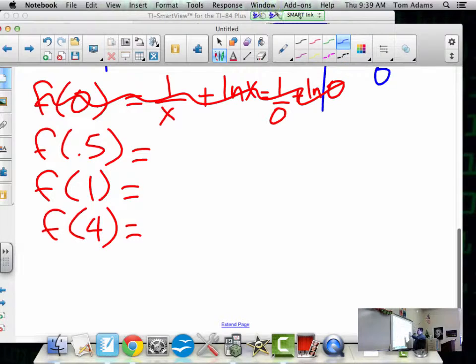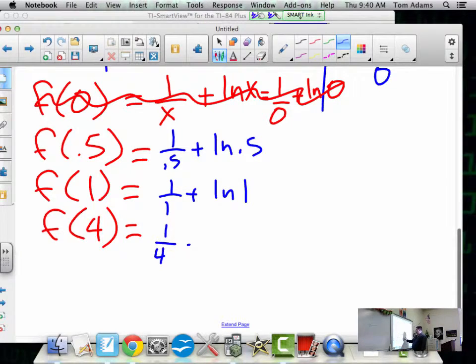So now if I do that for this one, I'm going to say 1 over 0.5 plus the natural log of 0.5. No problems there. We'll use the calculator to find that. 1 over 1 plus the natural log of 1. Uh-oh. And then I have 1 over 4 plus the natural log of 4. Why do I always do that when I write down the natural log? I get in a hurry.